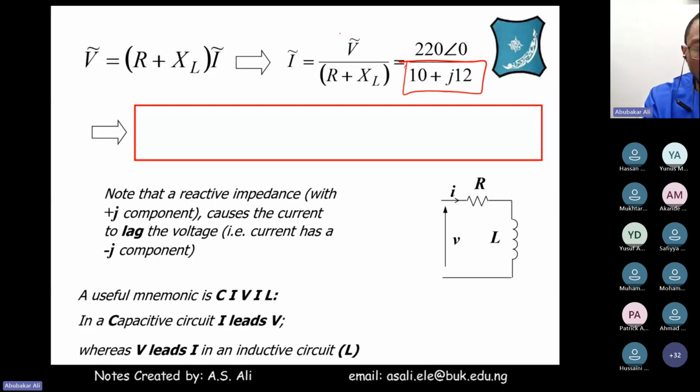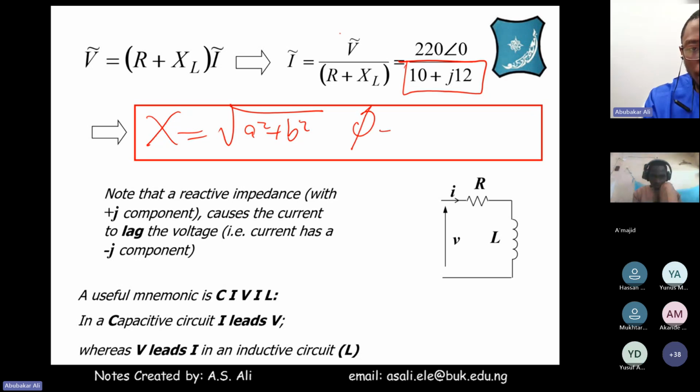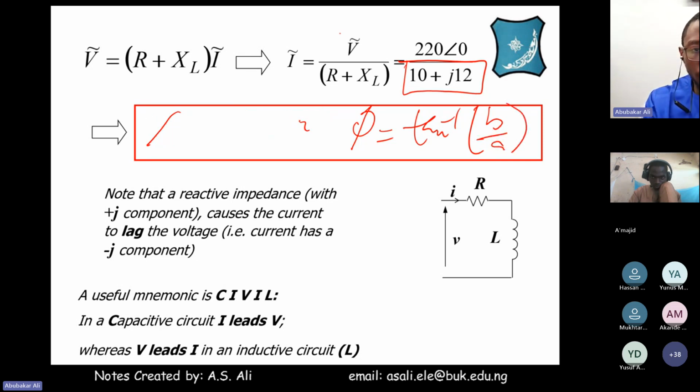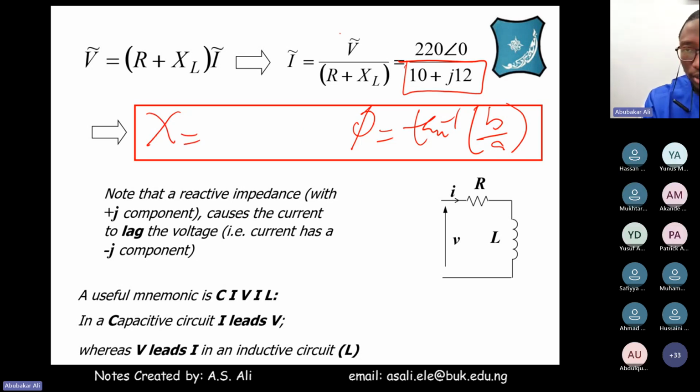So what did we say yesterday? If you have A, B, what is X? X is the root of A squared plus B squared, right? And what is psi? Tan inverse of B over A. Very good. So if you do this calculation with your calculator, what do we find X and psi to be? I think X will be around 15.6 and psi will be minus 50.2 degrees.